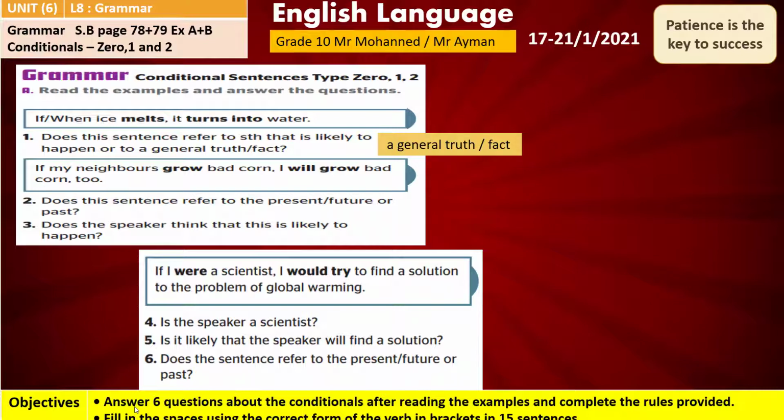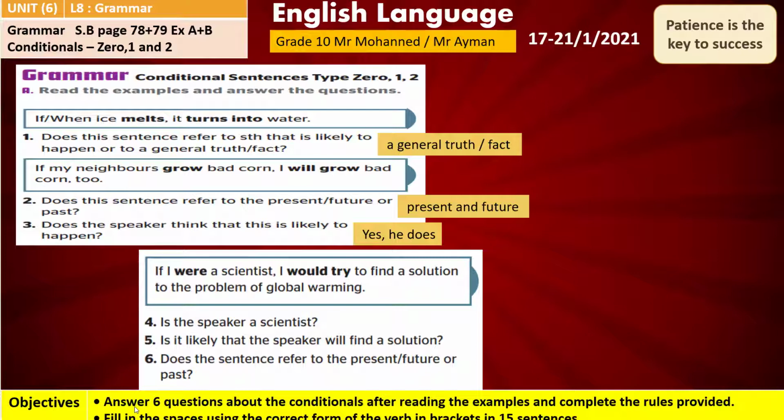2. If my neighbors grow bad corn, I will grow bad corn too. Does this sentence refer to the present and future or the past? Obviously, it refers to the present and the future. 3. Does the speaker think that this is likely to happen? When you use conditional type 1, the present simple and will plus the base form, it means that things are likely to happen. So the answer will be yes, he does.